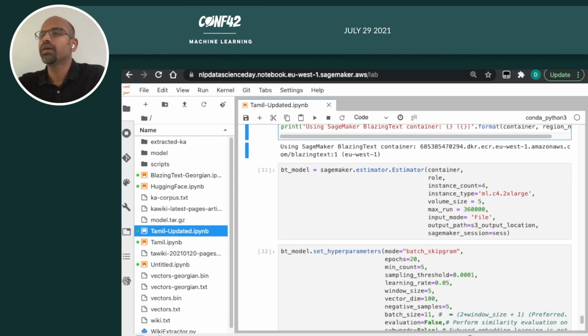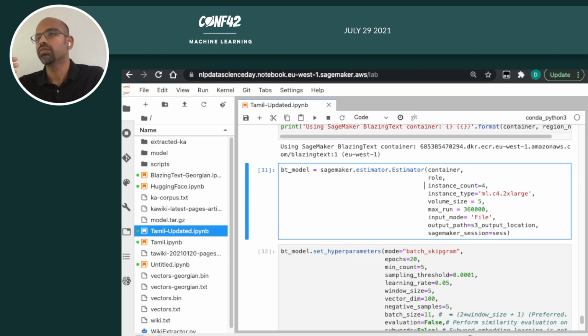Now, estimator is where we pass the container object we just created, the role that the training job would assume when it is actually doing the training. So this role is what is going to allow it to retrieve the data from S3, push the trained model back to S3 and do all that sort of stuff, or any other service it has to interact with. This is the role that will control the permissions associated with that particular training job.